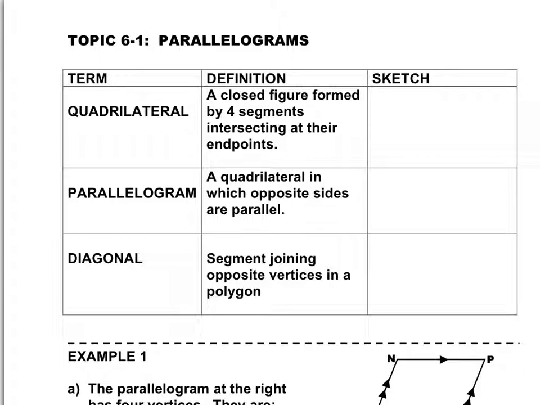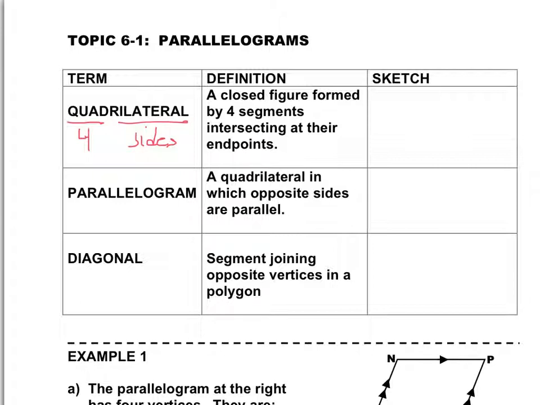The next 2 weeks, you guys are going to be learning about quadrilaterals, okay? Remember what a quadrilateral is? Quad meaning 4, and lateral meaning sides. So a quadrilateral is any shape that has 4 sides, any polygon that has 4 sides. These next 2 weeks you're going to learn about quadrilaterals.